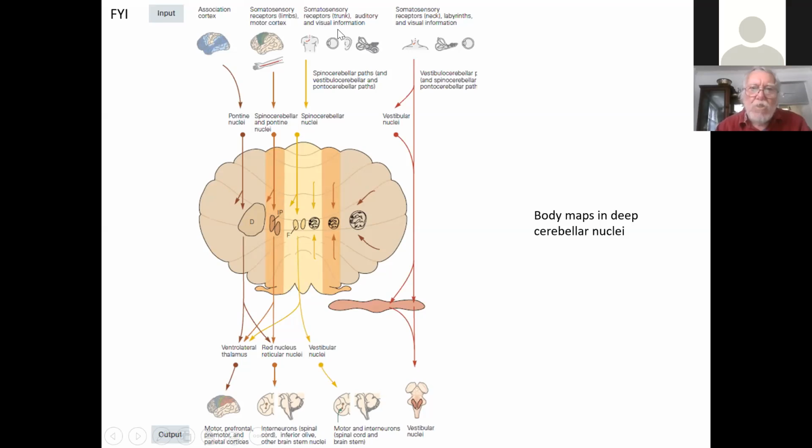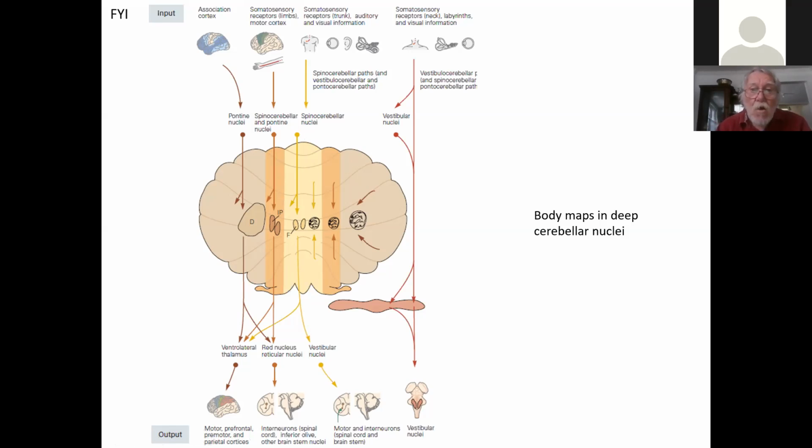Then we go to the fastigial nuclei, and we can see somatosensory receptors in the trunk, as well as auditory and visual information. These spinocerebellar paths come in primarily in the thoracic cord and some in the cervical cord, forming an output going to the vestibular nuclei. So you're getting a what? An idea of where your body is in space.